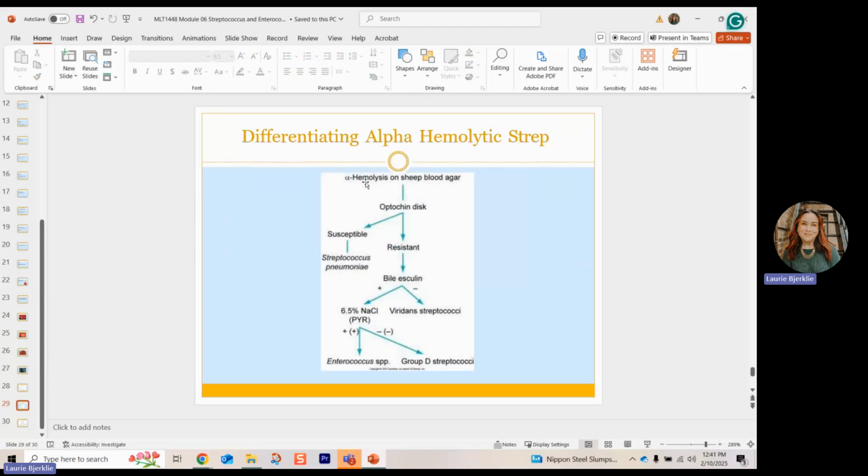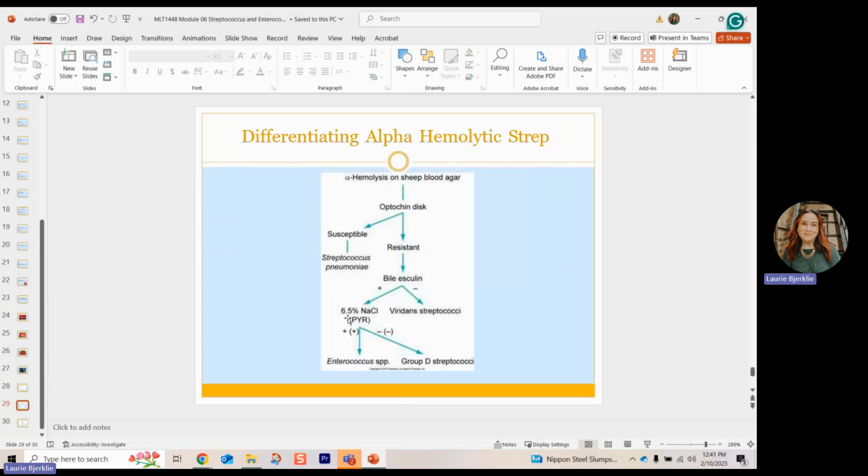Once you see you have alpha hemolysis, you could run the Optochin disc. Again, susceptible is very much Strep pneumoniae. If it's resistant, it could be a viridans strep, or it could be Enterococci. If the Enterococci is coming up alpha hemolytic, you could dig in. You could maybe do a bile esculin. Bile esculin positive is definitely Enterococcus, but it also could be group D strep. Bile esculin negative is viridans strep.